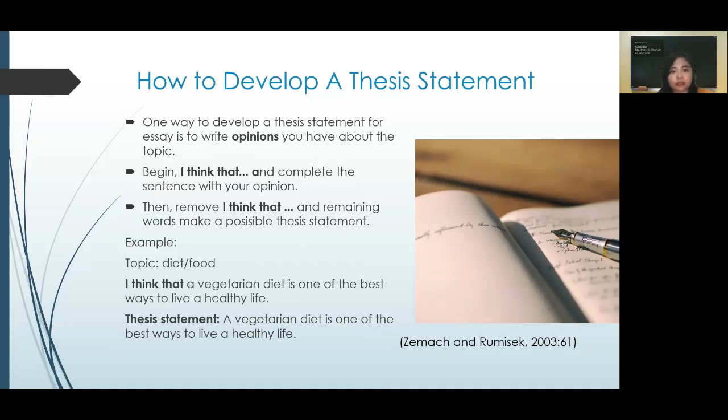Give an example like this: topic, diet or food. I think that a vegetarian diet is one of the best ways to live a healthy life. You write it like that so that you can express your opinion. After that, when you put it in your essay, don't forget to remove the phrase I think that, so that your thesis statement will be like this: a vegetarian diet is one of the best ways to live a healthy life, without the phrase I think that. That's how to develop a thesis statement.